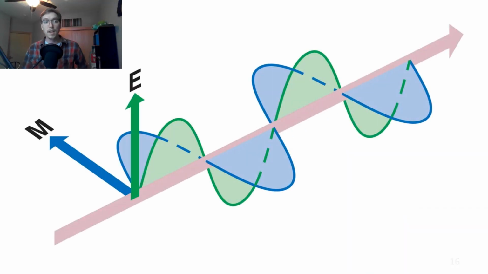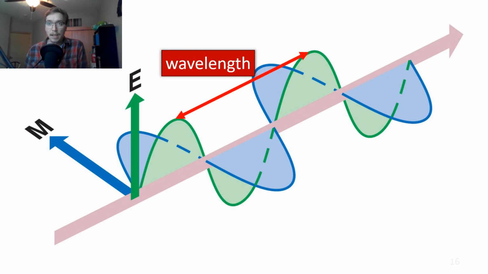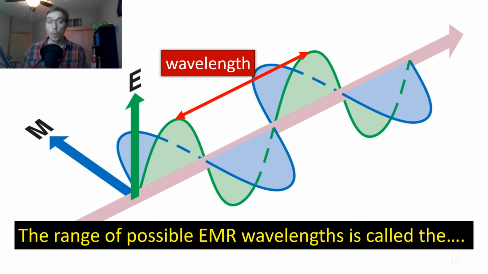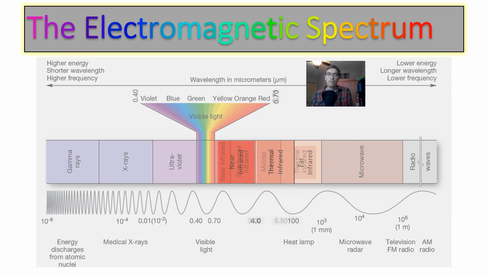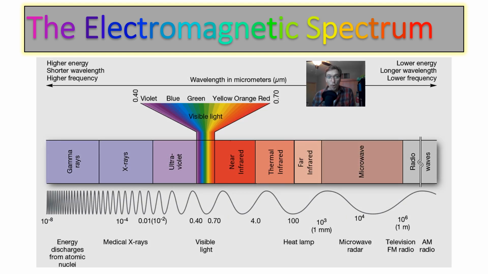Here we can see these alternating sources of magnetic and electric energy. We have a wavelength here, and basically these alternating sources of magnetic and electric energy are propelling this wave forward. So the range of possible electromagnetic wavelengths is called, anybody? Electromagnetic spectrum. Here it is in all of its glory.